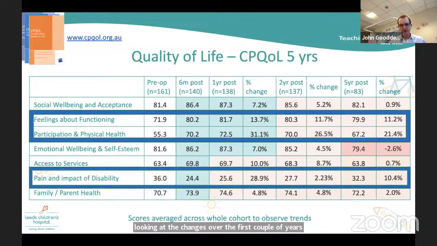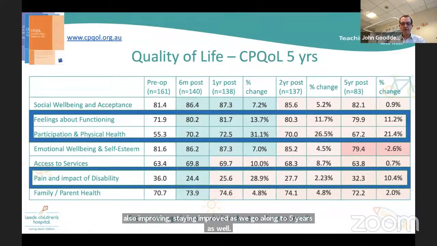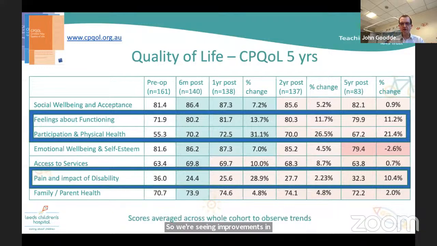And this is what we're seeing at 5 years: pain and impact of disability is improving and staying improved. Participation and physical health are also improving, staying improved as we go along to 5 years as well. So we're seeing improvements in physical function, but also in quality of life.